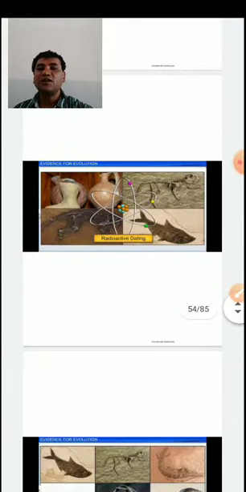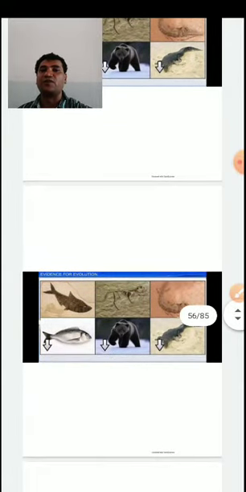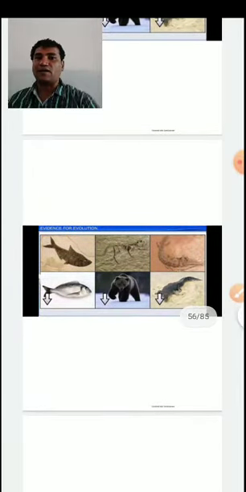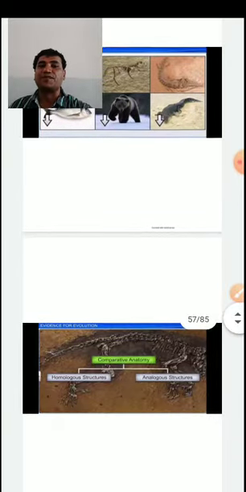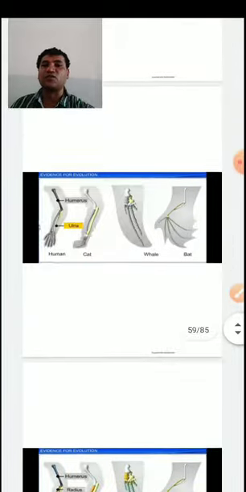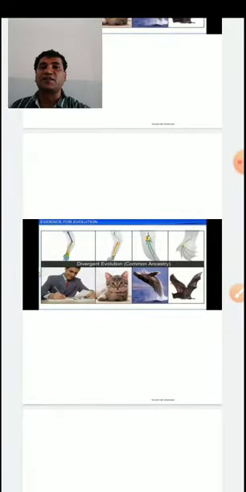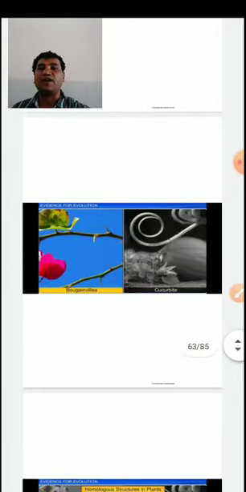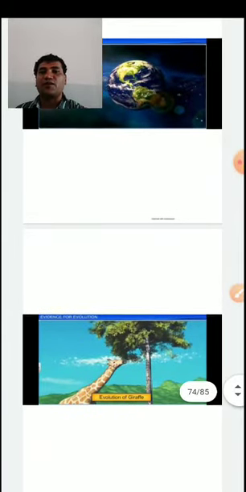The method is called radioactive dating method, and by comparing fossil animals with present day animals you can also get evidences. Embryological evidences, such as the gill slits in the embryonic stages of different animals, also serve as an example for evolution.